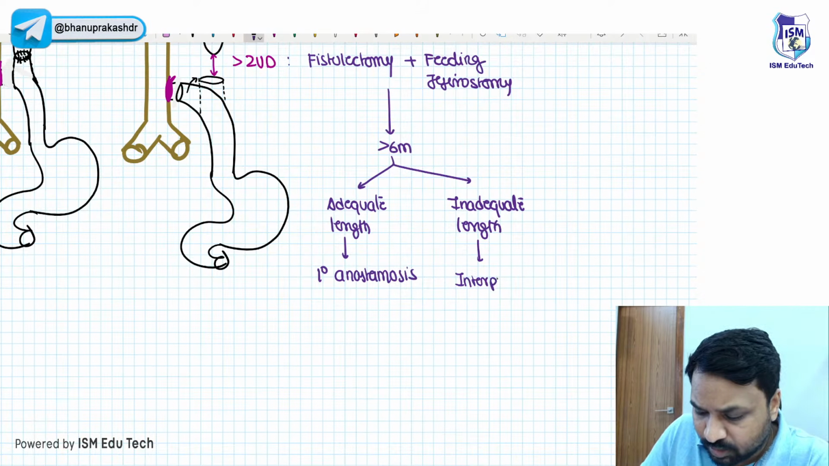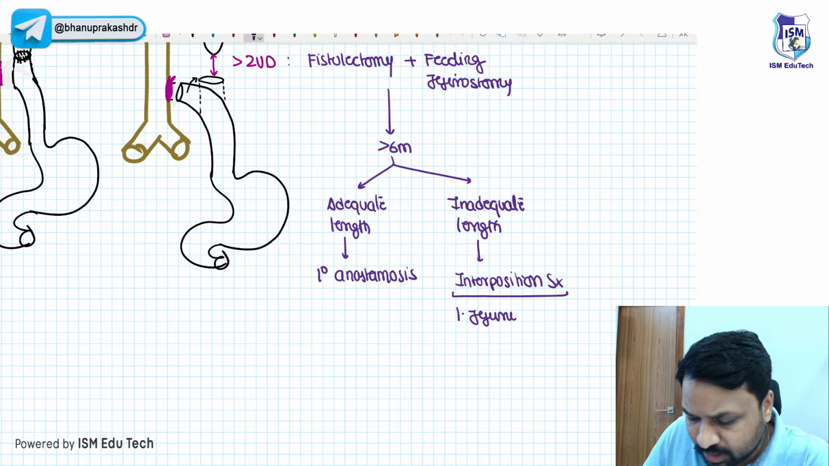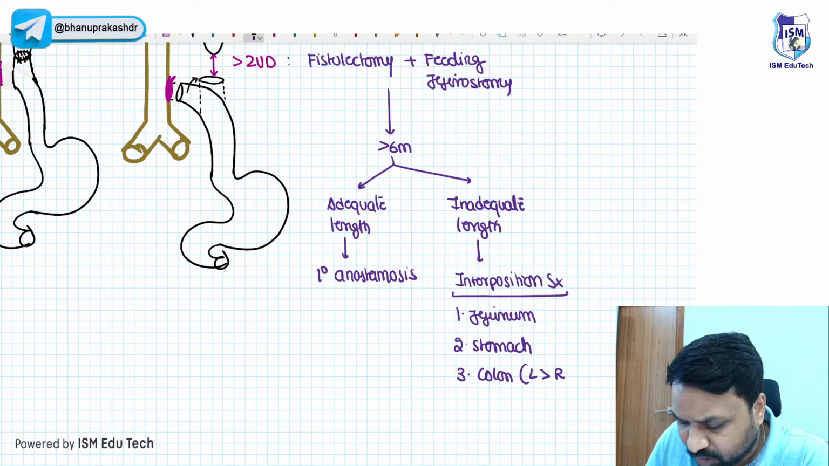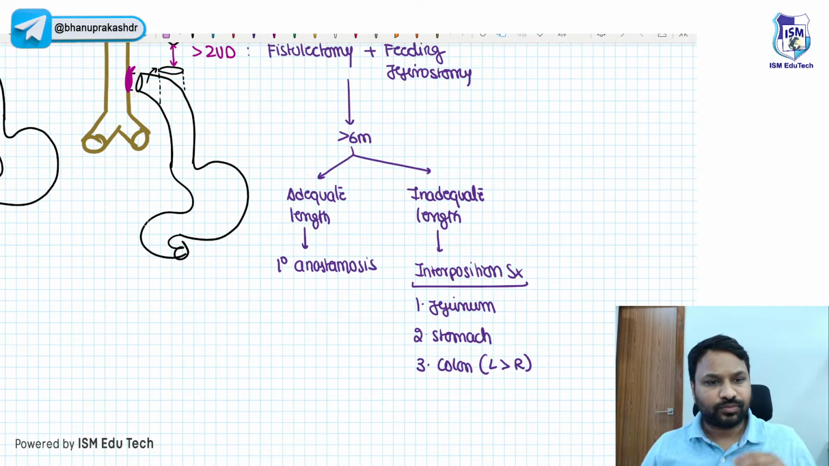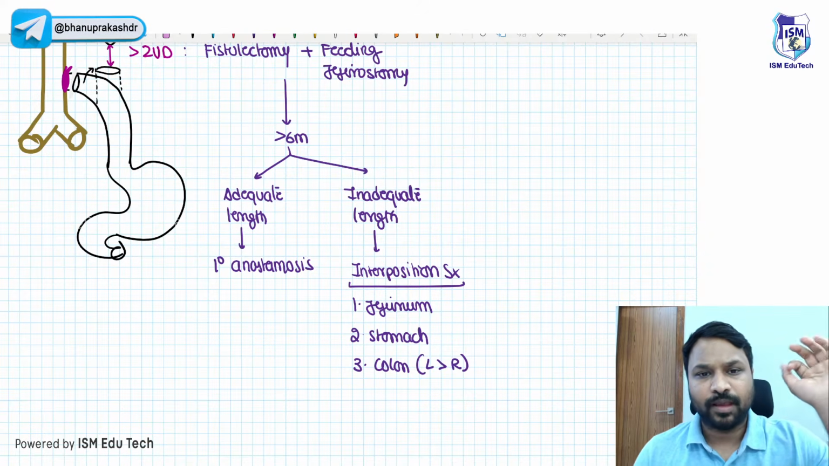I will use a different loop or conduit. I can use jejunum as a loop. I can use stomach to mobilize, and I can also use colon, which is usually the left colon preferred over the right colon. Now the question is, out of these three, which is most commonly used in children? Most common conduit used for interposition in children.